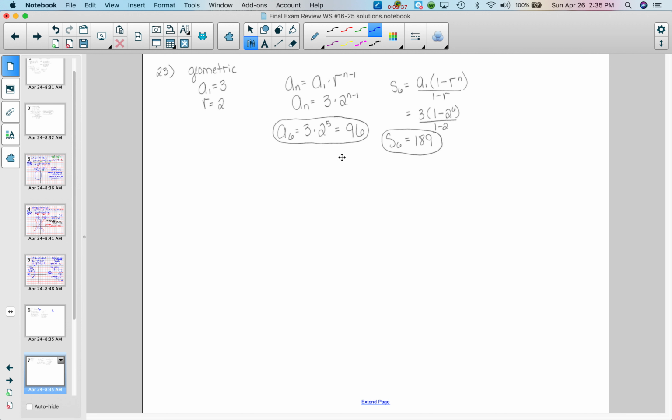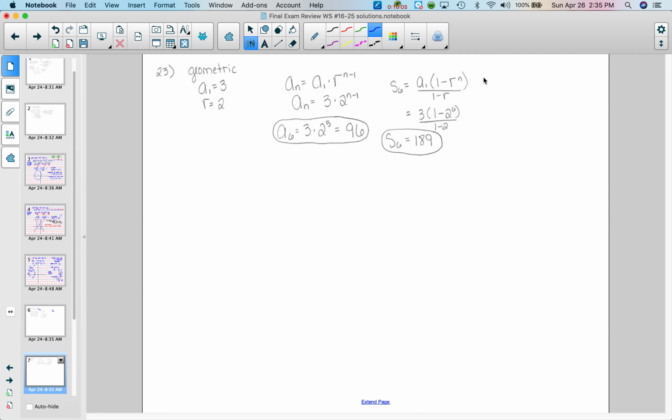Number 23 is a geometric sequence. They tell you a sub 1 is 3. They tell you the common ratio is 2. And you are asked to find a sub 6 and s sub 6. So I started with my formula, a sub n, and filled in a 3 for a sub 1, filled in a 2 for r. And then we needed to find a sub 6, so I plugged in a 6 for n and came up with 96 for an answer.